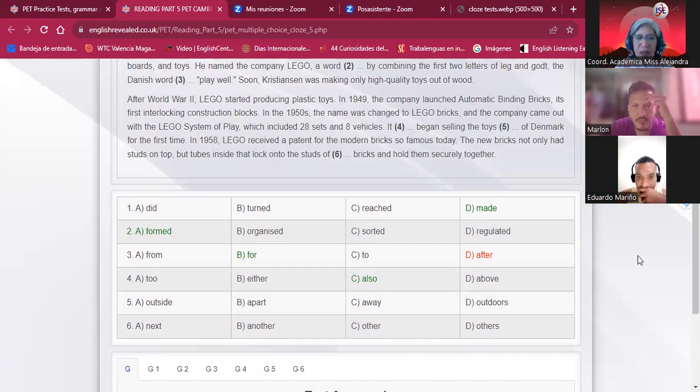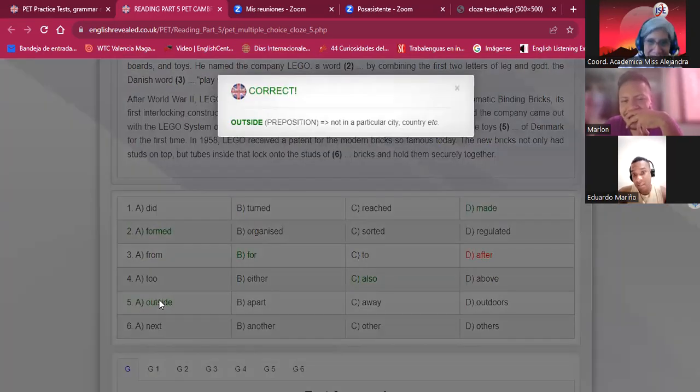Outside. Outside. Do you agree, Eduardo? Yes, I agree with Marlon. For me, it's outside, I guess. Okay. As I told you, your first impression sometimes is the right one. Exactly. Yes, outside, not in a particular city, country, etc., and not in a special place.